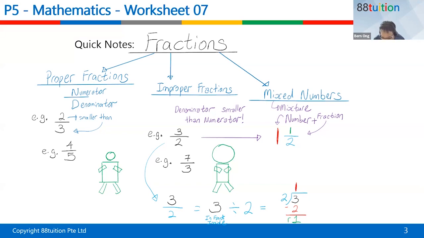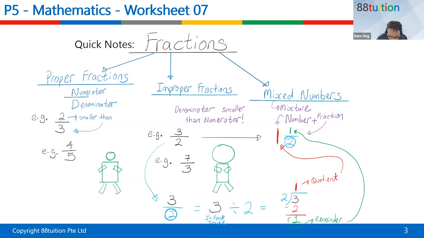So the main number, which we call the quotient, will appear here. The remainder, R stands for remainder, will appear here. And the denominator will appear here still. So if you follow the pattern, it's actually quite easy to go through.